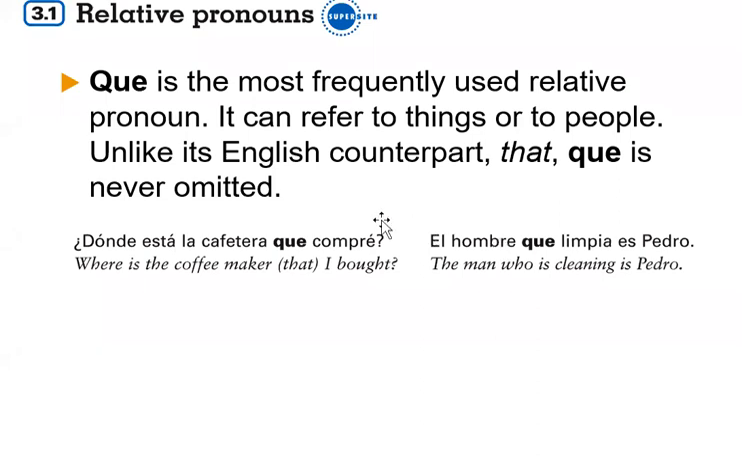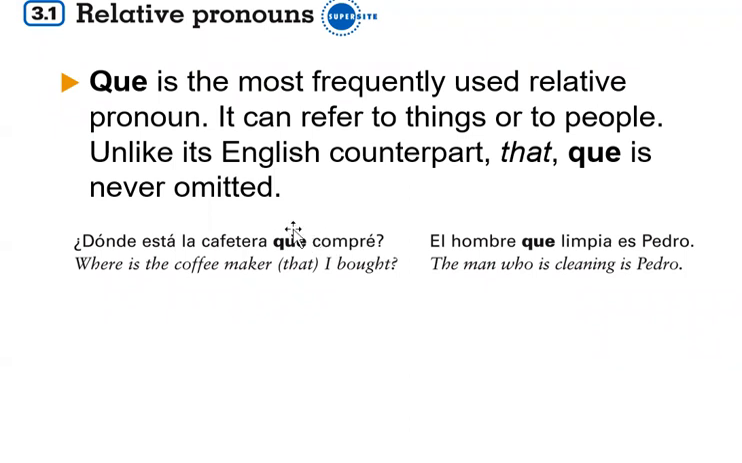Let me also point out that the que for a relative pronoun in Spanish is not optional. That's something you have to have. In English, you can get away with getting rid of it a lot of the time, but in Spanish, you can't. So let's look at this sentence here. ¿Dónde está la cafetera que compré? Where is the coffee maker that I bought? Now in English, that word could be omitted and it would still sound fine. Where's the coffee maker I bought? That sounds like a perfectly good English sentence.